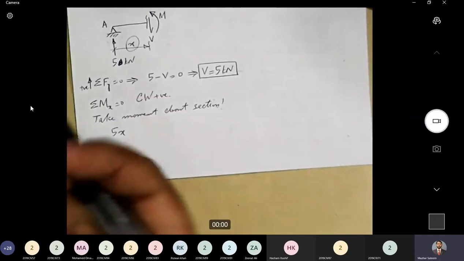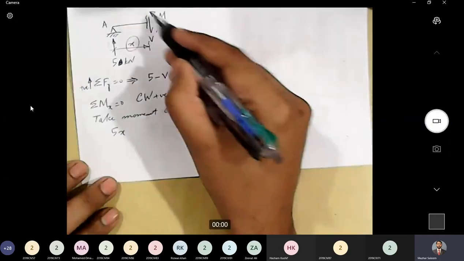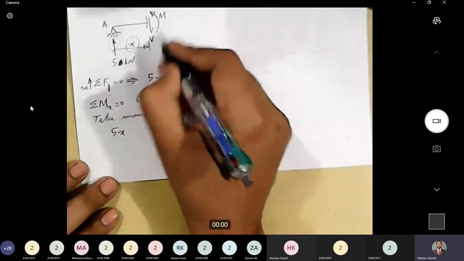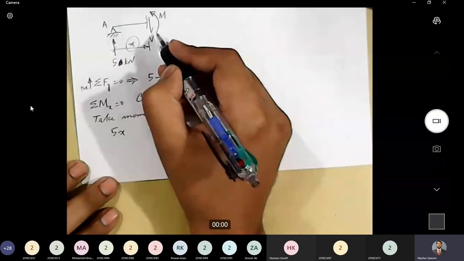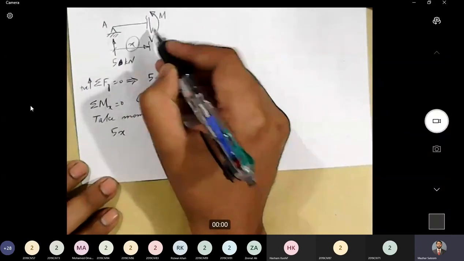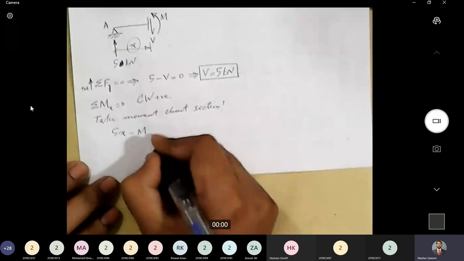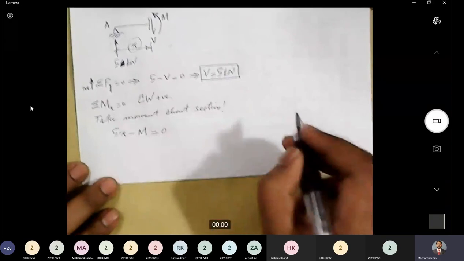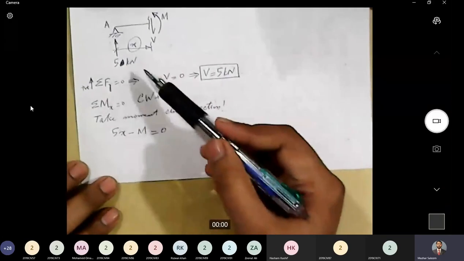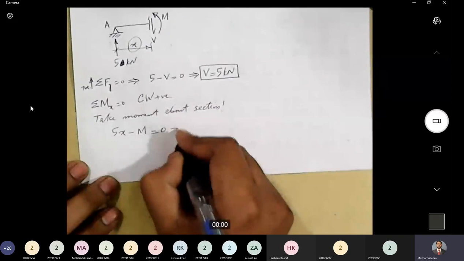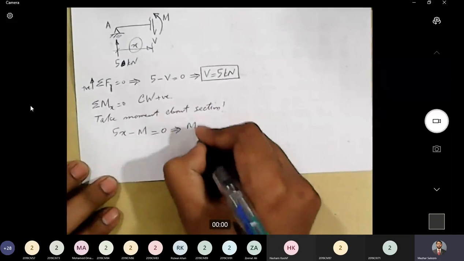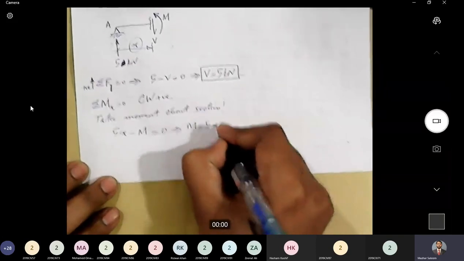Do we have any other moment here? This moment M is there. What is our assumed direction of moment? Minus. The assumed direction of moment is in counterclockwise direction, so it will be minus M. And there is no other force or moment involved in this system. So if I rearrange this, I get M is equal to 5x.